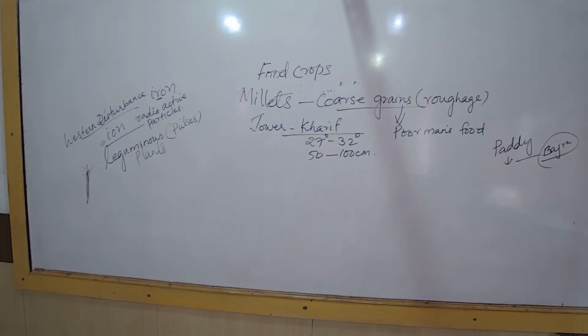It is generally sown by the broadcasting method. Rajasthan, Maharashtra, Gujarat, Uttar Pradesh and Haryana are the states where this crop is grown.